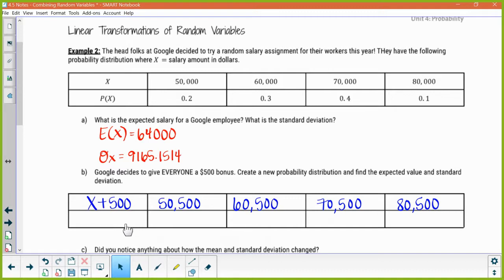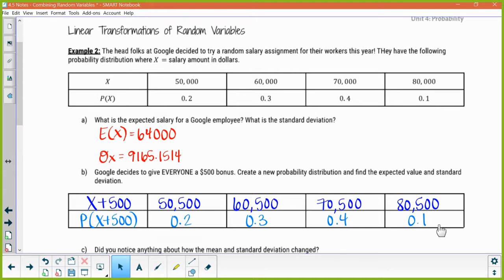You could also give it a new variable, y. For instance, you could say y equals X plus 500, but you can just state the addition. And the probability distribution does not change. We're still going to have 0.2 in this group, 0.3, 0.4, and 0.1.